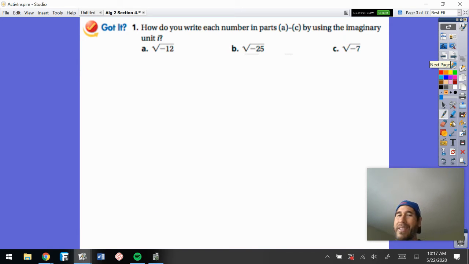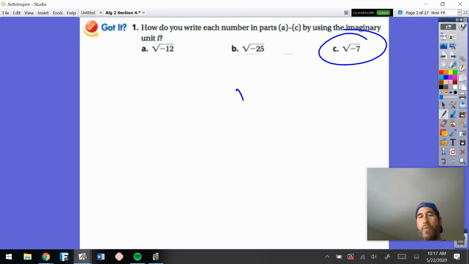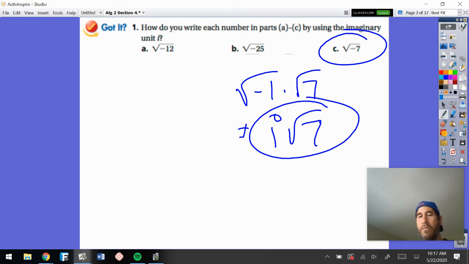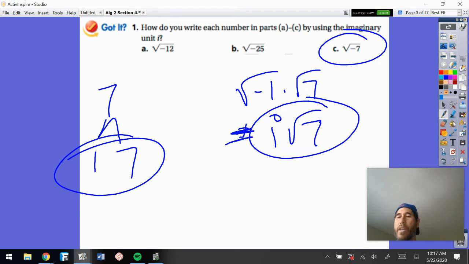Should I do one more here? I think you guys are good to go. I mean, look at that one right there. That's just the square root of negative 1 times the square root of 7, which is i square root 7, right? Because 7, how do I break down a 7? That's just 1 times 7. You don't have 2 of anything, so they both stay inside. Oh, I guess that one's a little bit different, huh?